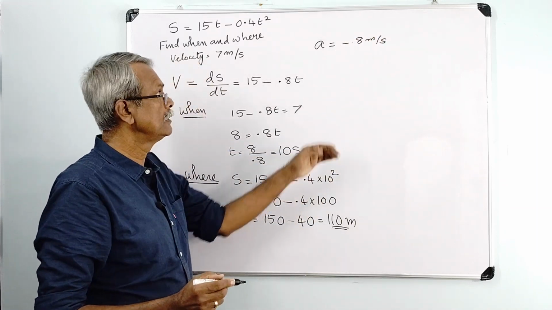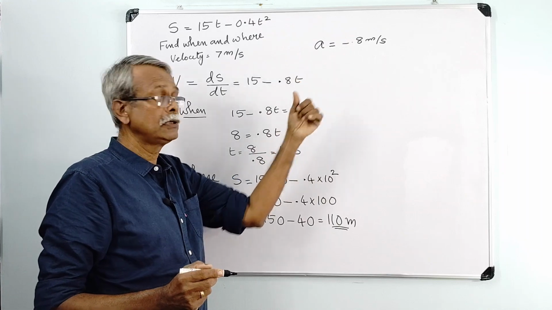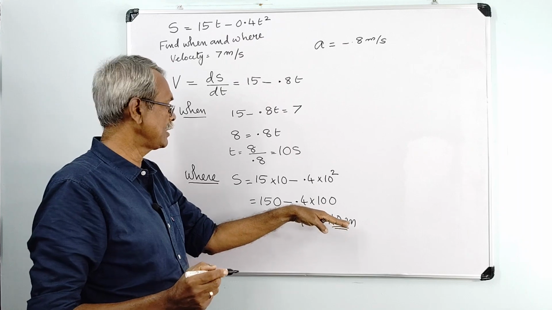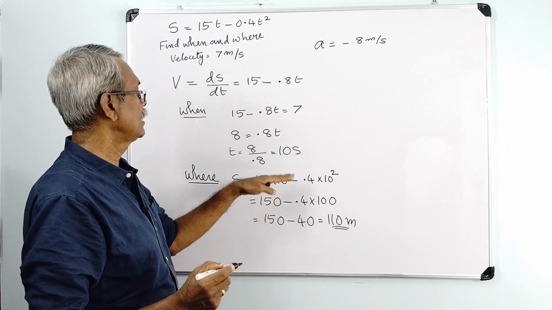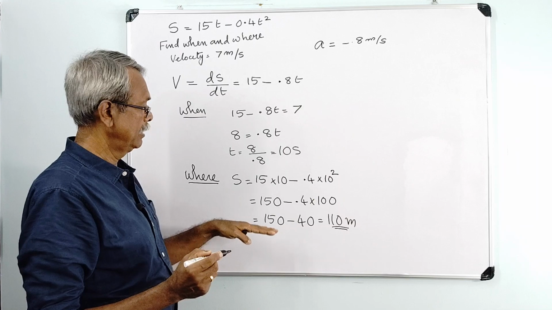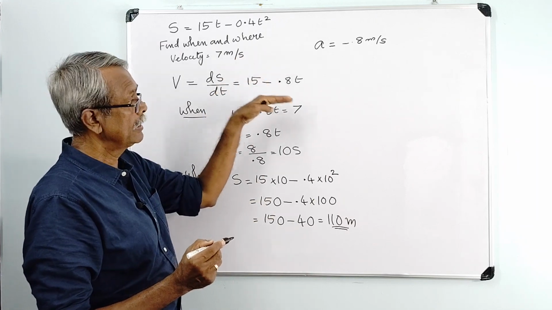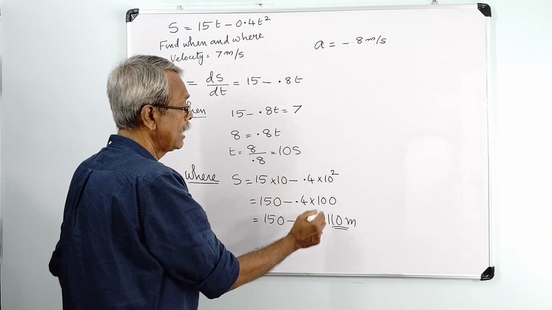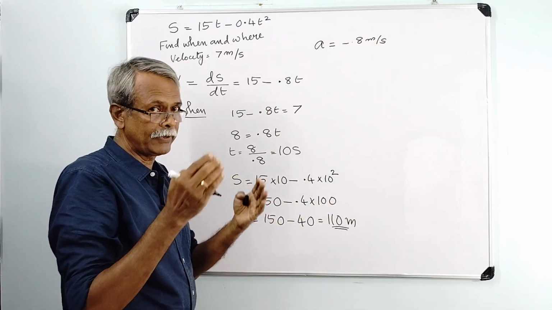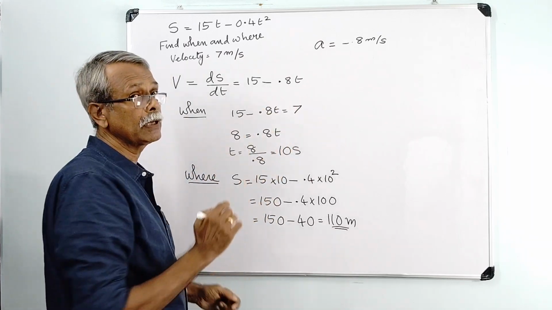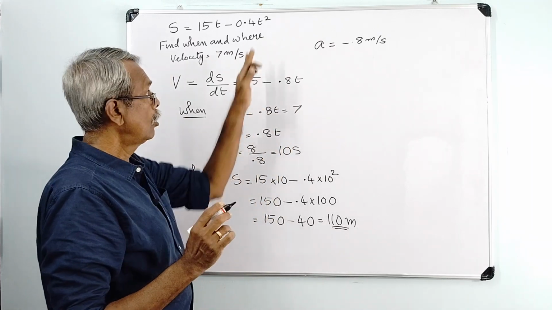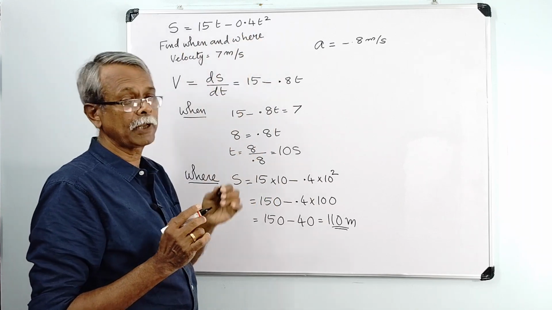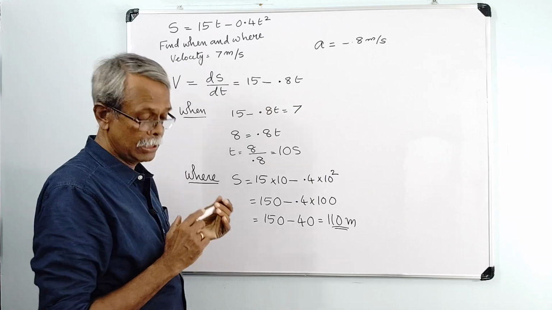Therefore, when it moves, the acceleration is negative, so its speed will decrease, and finally when it reaches 110 meter, it will acquire a velocity of 7 meter per second. It starts with 15 meter per second and continuously decreases because acceleration is negative, and therefore at 110 meter it acquires a lesser velocity, that is 7 meter per second. All the details of this motion can be obtained from the expression for displacement if you use differential calculus.